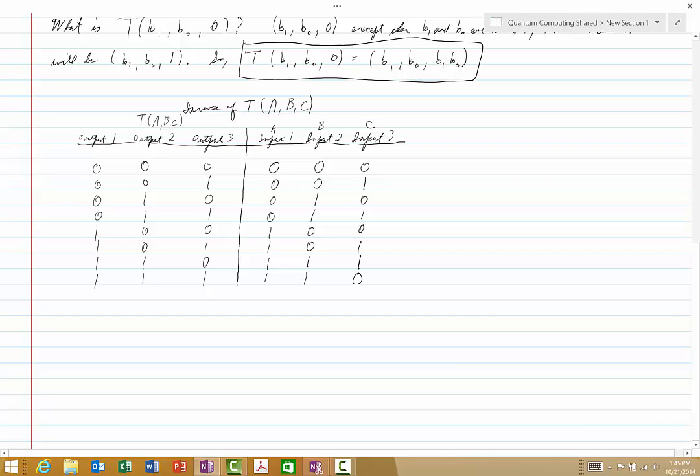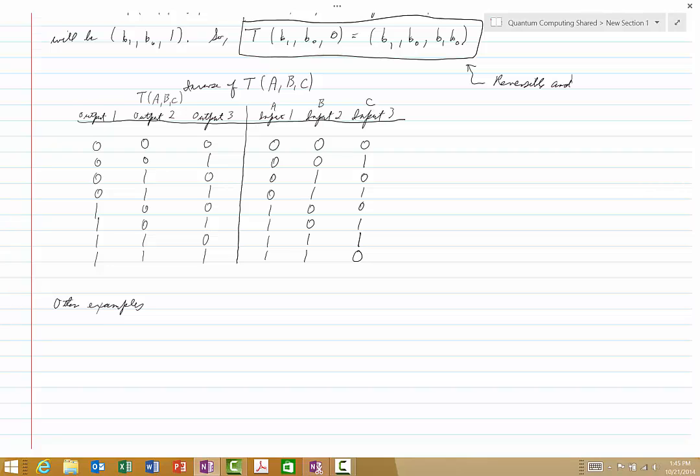Let's look at some other examples. Let's suppose that we take other examples, and here I'll just say reversible AND.